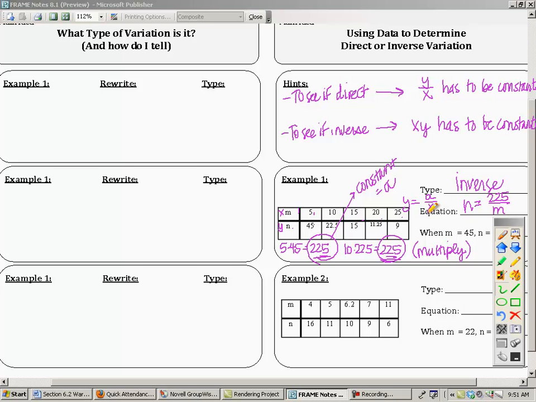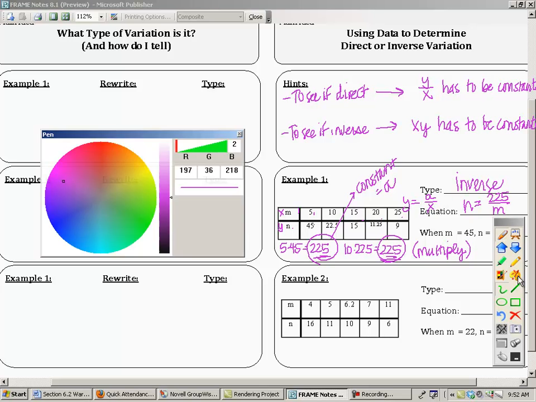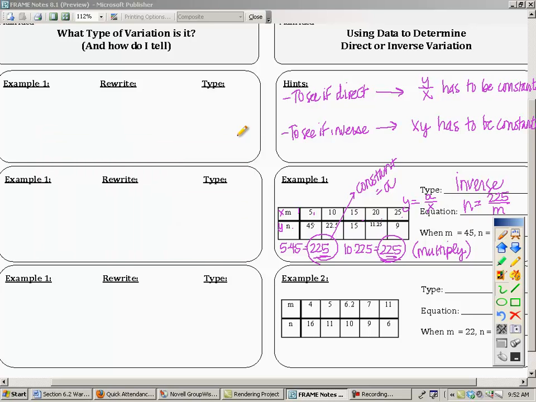Okay? The second thing is, find when m is 45, what is n? Well, let me change my color because I'm getting a little crowded here so you can see. When is m 45? I'm going to take this and plug it in the equation. So 225 divided by 45, then I can tell you that n is 5. And that's what should go up in this blank, but again, I've got that box there for right now. So 1, find the type. 2, give me the equation. 3, use the equation as we go through. All right? That's the first one.